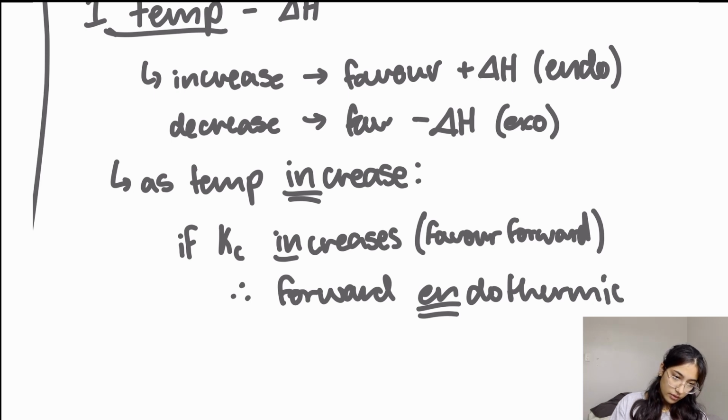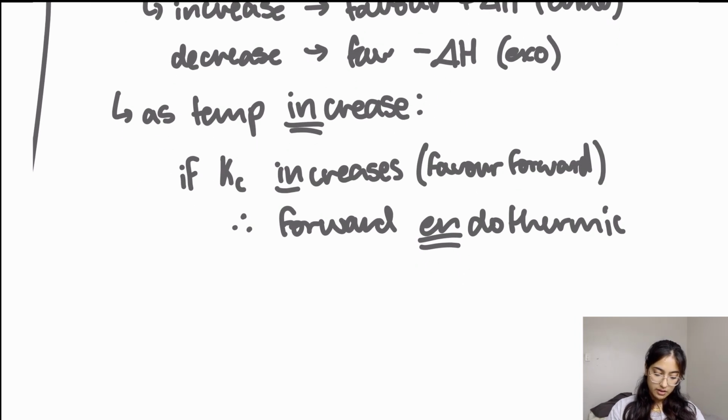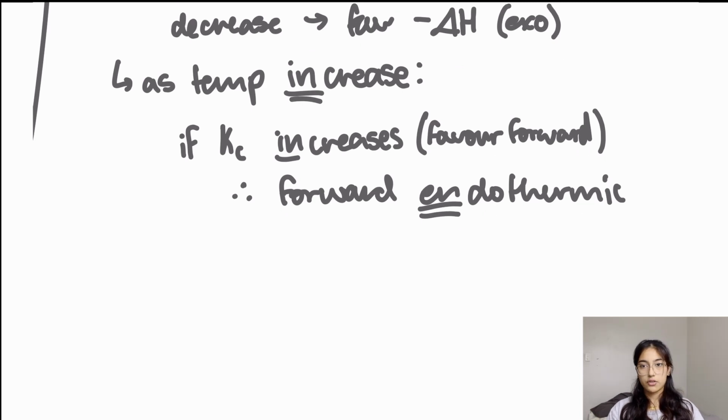And then conversely, if Kc decreases, which means it's favoring the reverse, then that must mean that the forward is exothermic. The reason why is because if we have a temperature increase, then it would want to favor the endothermic reaction. So we know that if it's favoring the forward one, then the forward one has to be endothermic. But if the temperature increases and it favors the reverse one, then the reverse one must be endothermic. So therefore the forward must be exothermic. Okay, hopefully that makes sense. If it doesn't, it'll make sense after I tell you what Kc is. So stay tuned for the next video.